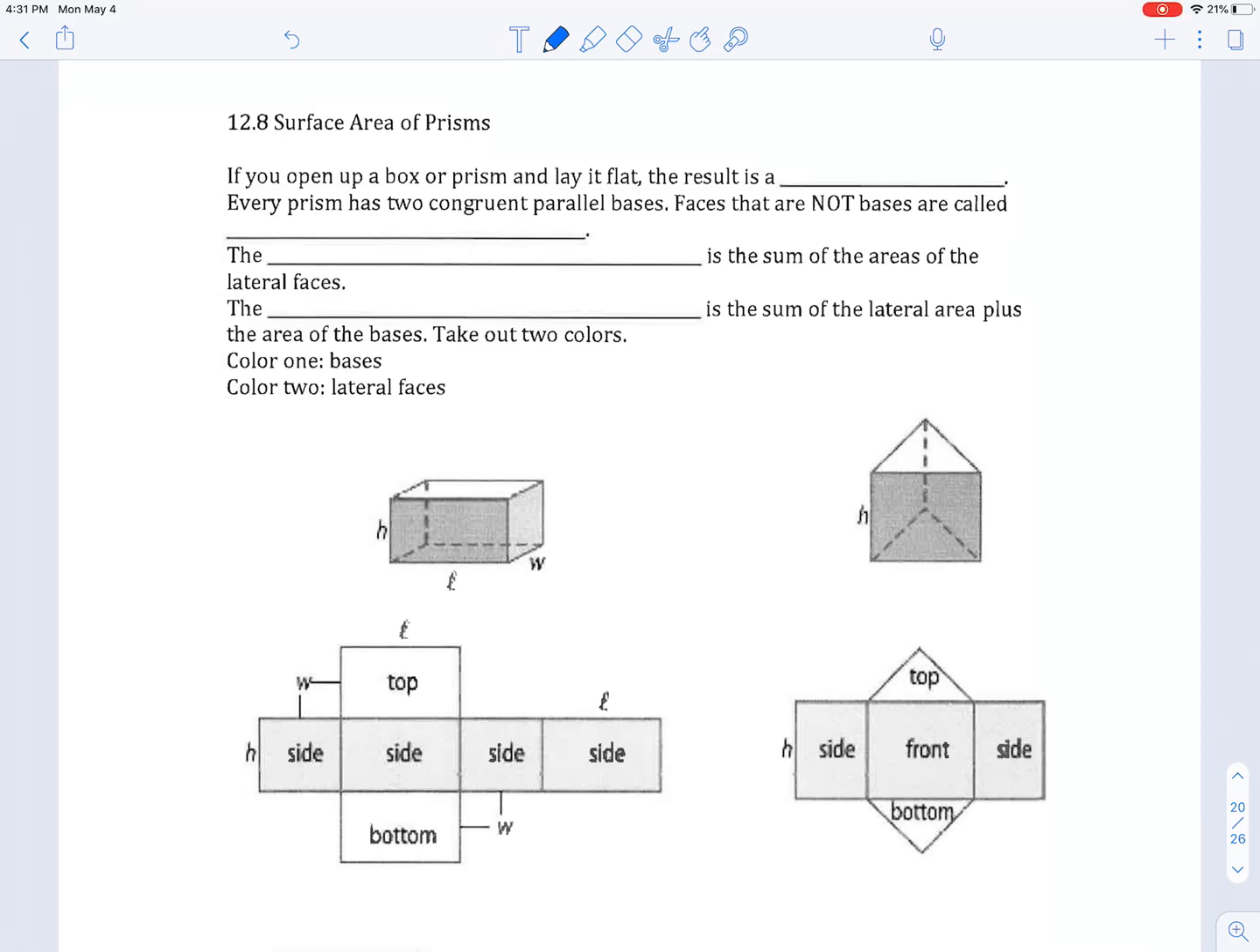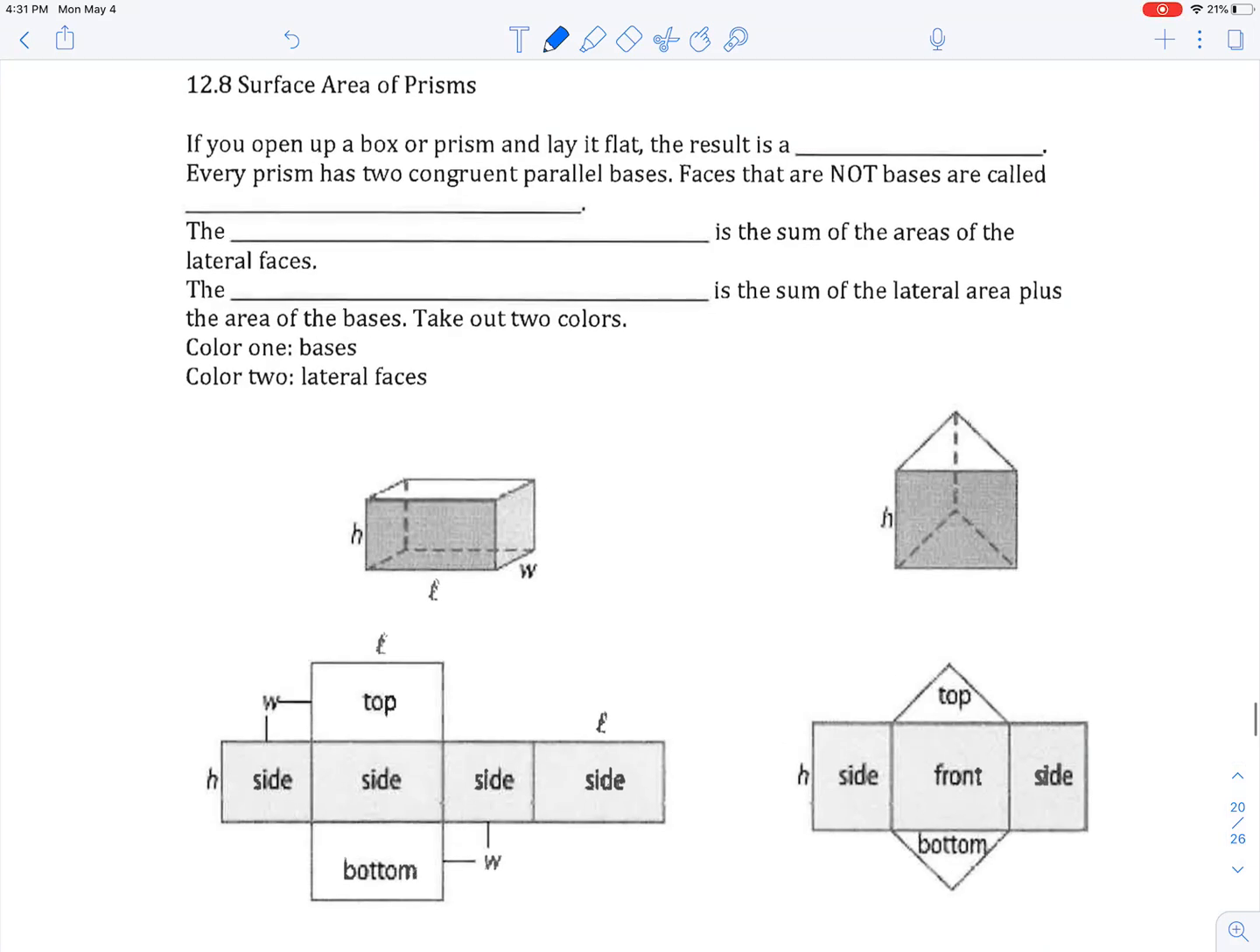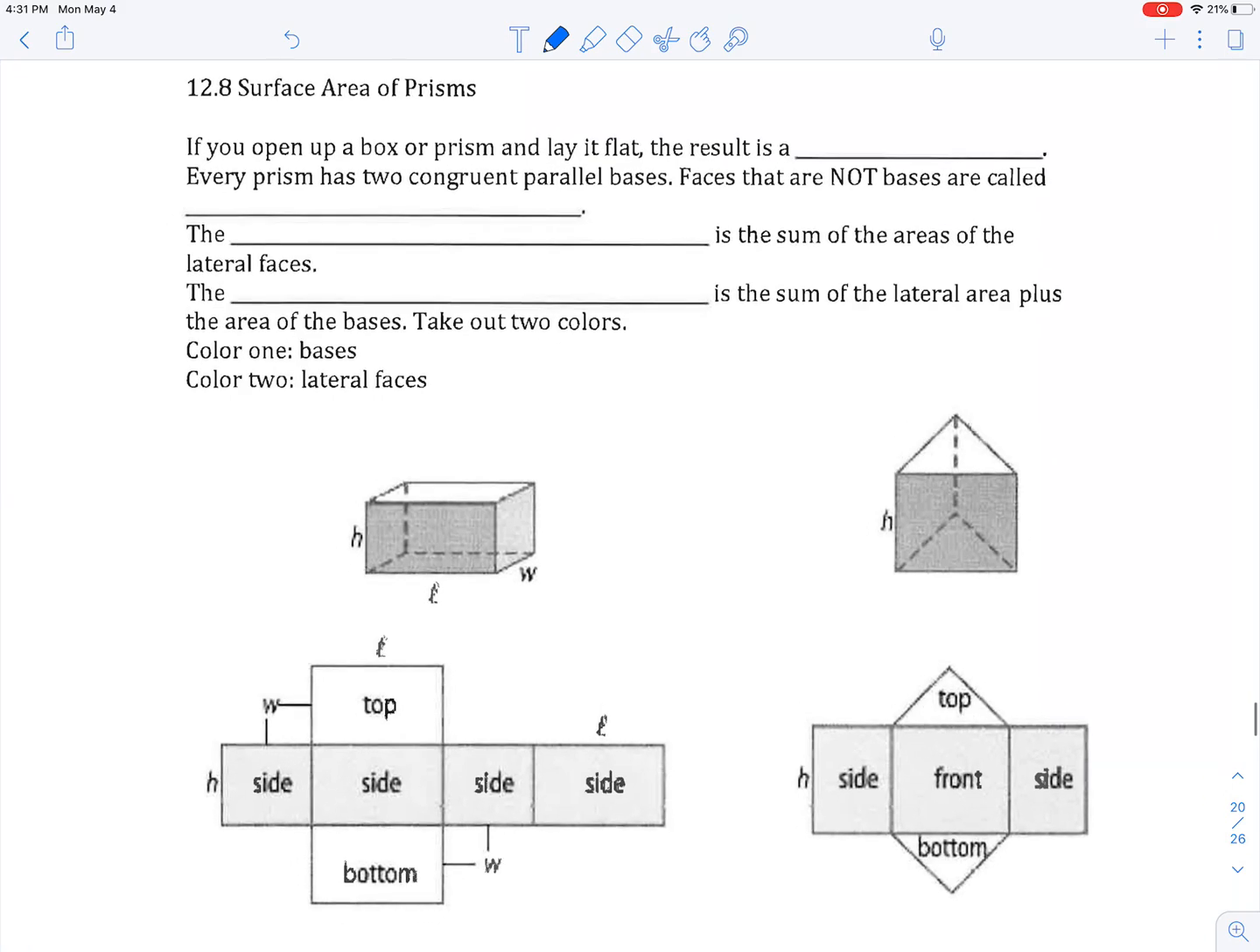This is 12.8 surface area of prisms. So far we started out with area of two-dimensional figures. Then we moved on to 3D figures and we talked about volume. Now we're switching gears from volume to surface area. So instead of area on a flat surface, surface area is going to be the area around a three-dimensional figure.